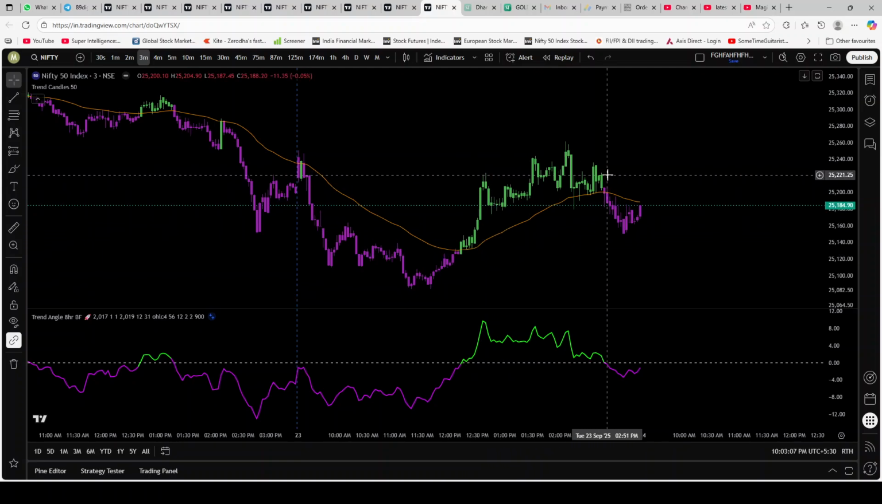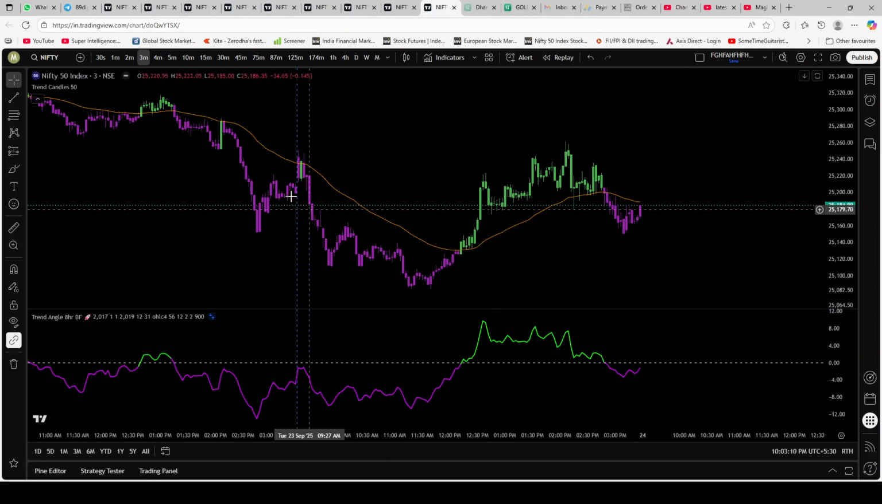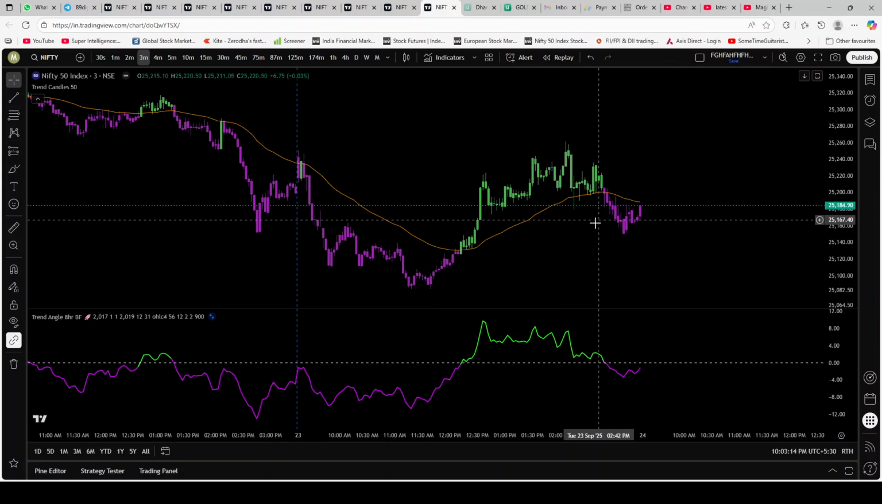So I would have made some money over here, and then the actual money was going long over here, and then probably short over here. All right, or maybe shorting at the very beginning. So you can see multiple opportunities over here.